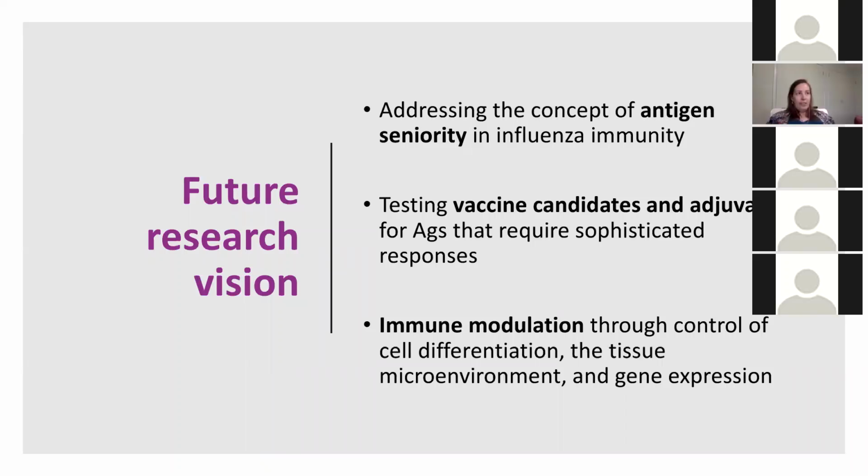So, future work. I clearly see a future for understanding how antigen seniority works for flu immunity, which I'll discuss in a second, and also for testing in a high throughput way different vaccine candidates and adjuvants that perhaps require something more sophisticated than what we would typically see from your classical inactivated vaccine response. So something that requires a coordinated T cell and B cell response.